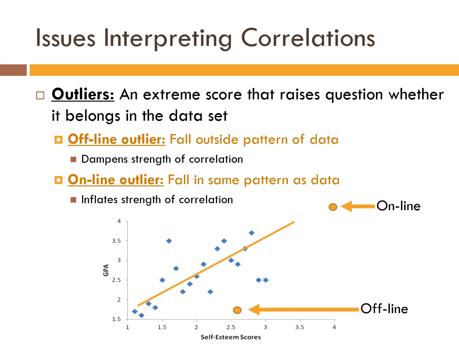And what these data that pull away from the line do is they cause more of that spread we talked about earlier. It is less close to that line. And so what it does is it dampens the strength of the correlation. It reduces the effect size. The other way you could do it, though, is with an online outlier, where it falls on the same pattern of data, but it is way far out there, that you have really high self-esteem and a really high GPA.